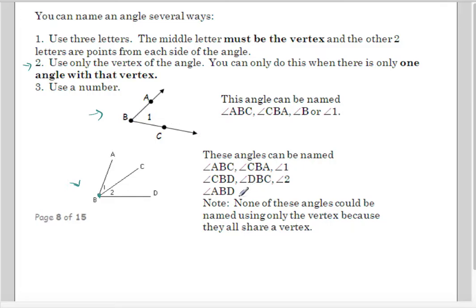The one below here cannot be called angle B. So on the second one, you cannot say angle B. That would be wrong. So you have multiple angles here. You've got ABC, you've got CBA. Those are the same angle, and angle 1. So we're naming that top angle. Naming this angle down here, you could say CBD, DBC, or angle 2. And then you have a third angle, which is 1 and 2 together. So you could call it angle ABD, or you could call it angle DBA. So we can also call that DBA. But you cannot use B because there's 3 angles at B.